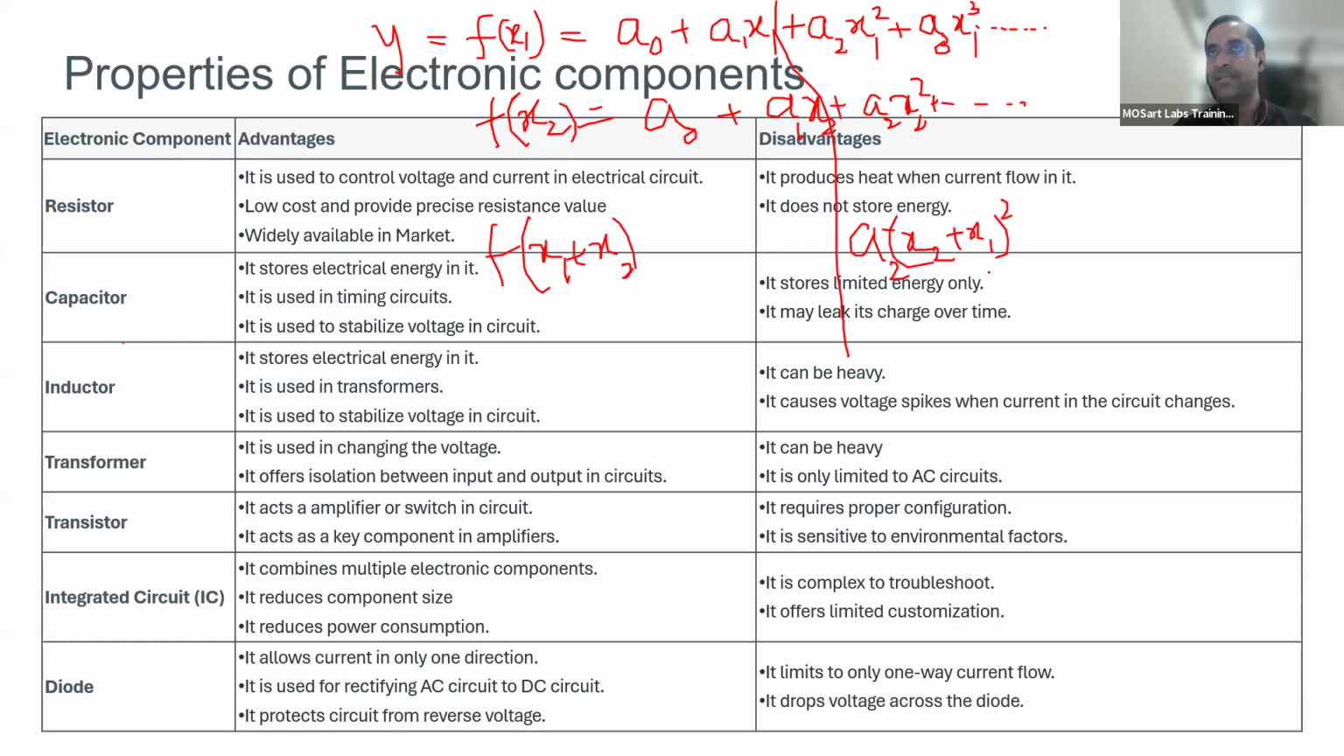right? Now what is (a plus b) whole square? a square plus b square plus 2ab, correct? So this is nothing but a2 x2 square plus a2 x1 square plus 2 into x1 into x2. So that is an extra term that we are getting. That's why this is not f of x1 plus f of x2.